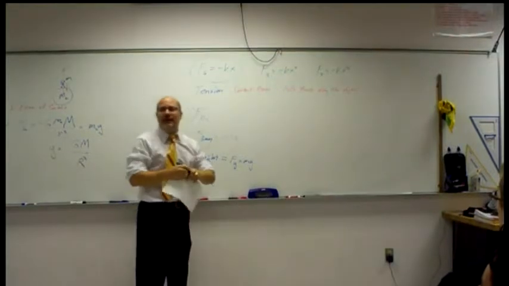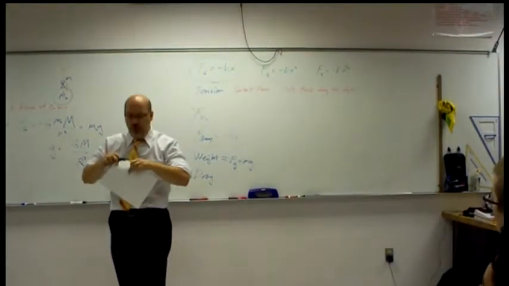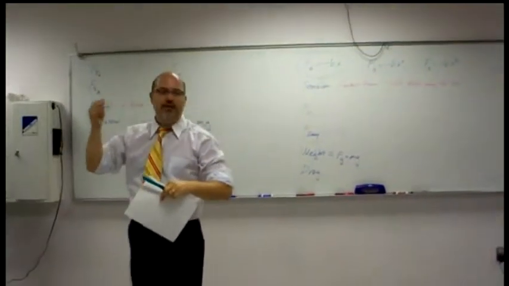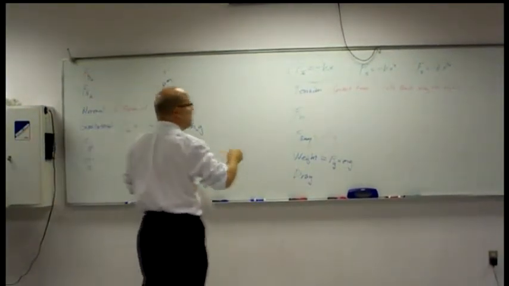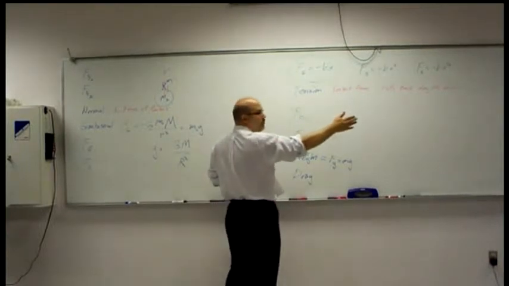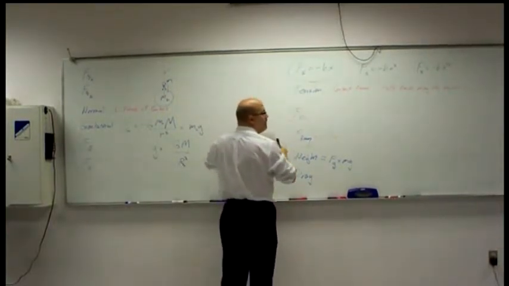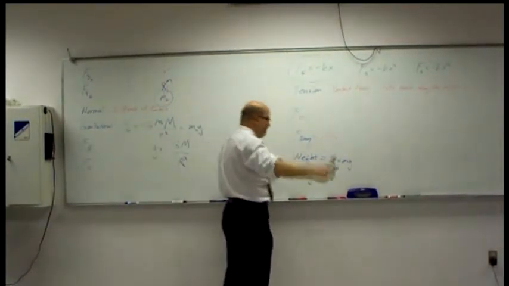By the way, everybody, the negative sign is simply to tell you that the force is in the opposite direction of the way you stretch the spring. So if you stretch the spring to the right, the spring force is to the left. If you compress the spring to the left, the spring force is to the right.